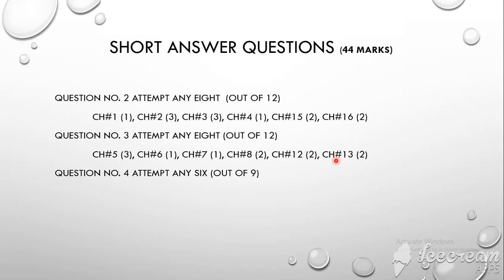In question number 4, you have to attempt 6 short questions out of 9. The division of these 9 short questions along the chapters is like this: chapters 9, 10 and 11 each have 2 short questions, and chapter 14 has 3 short questions. In this way, you have a total of 33 short questions, out of which you have to attempt 22 in these 3 questions.